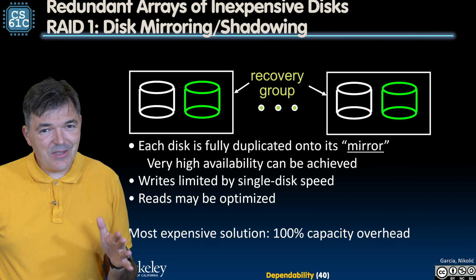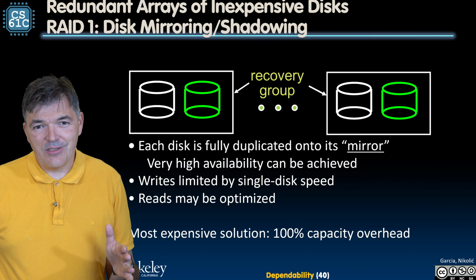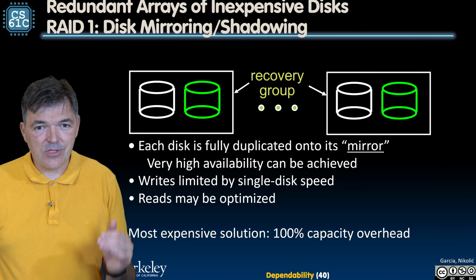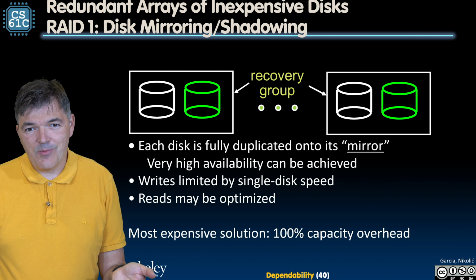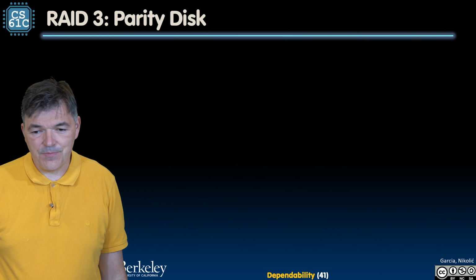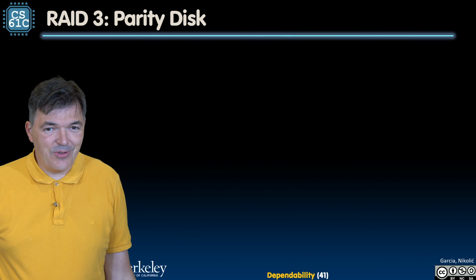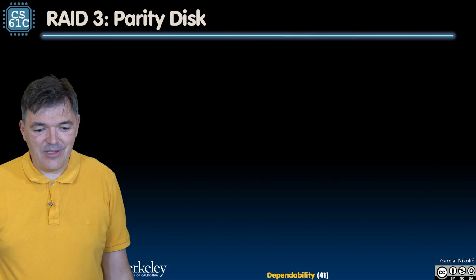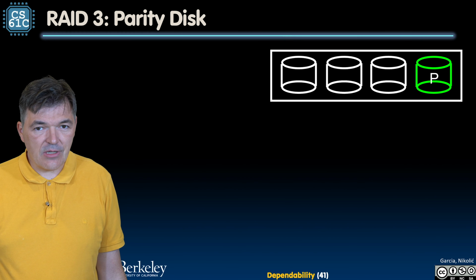But we have seen that we really don't need to do that in DRAM error correction codes. So can we use the same or a similar concept to provide redundancy in disks? Of course we can. That's the concept of RAID 3, where we add the parity. So here is how it goes.